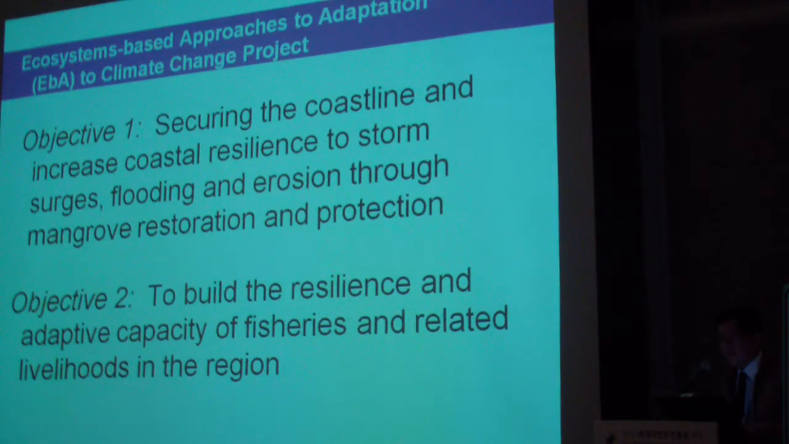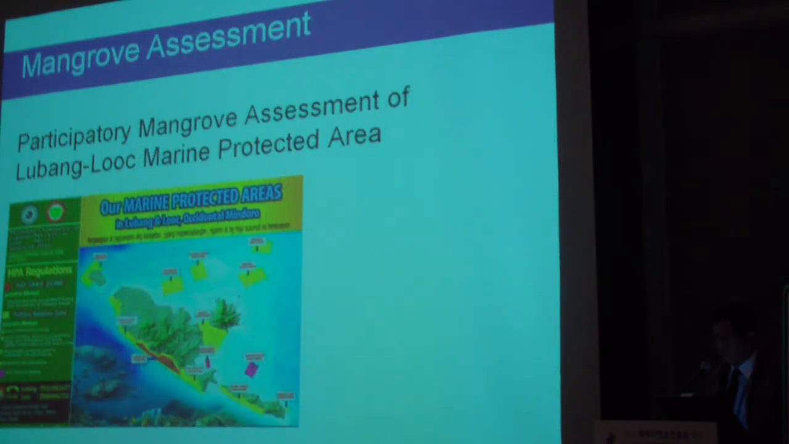And basically that project will secure the coastline, increase coastal resilience to storm surges, flooding, and erosion through mangrove restoration and protection. And secondly, the objective is to build the resilience and adaptive capacity of fisheries and related livelihoods in the region. And as I mentioned earlier, fisheries is a major livelihood in the Verde Island Passage.